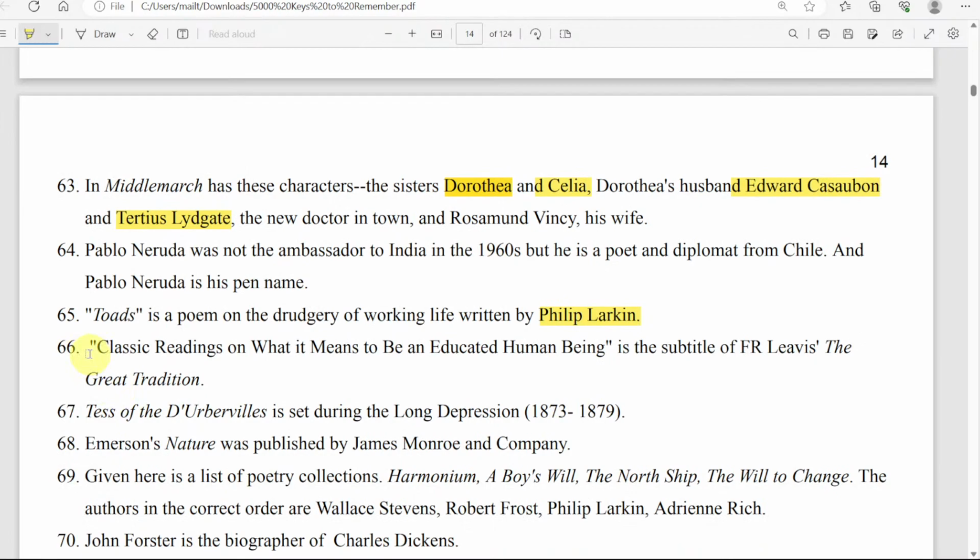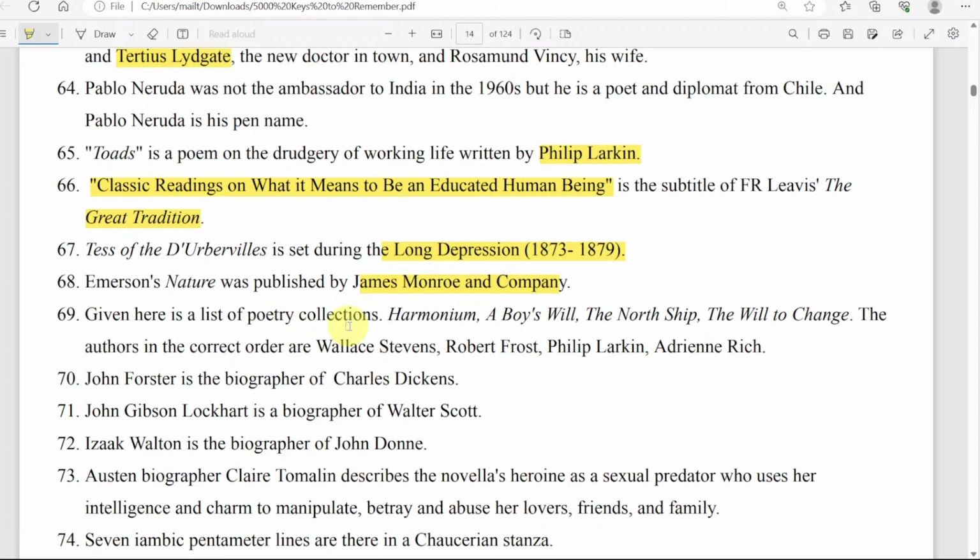Classic readings on what it means to be an educated human being. This is the subtitle of F.R. Leavis's The Great Tradition. Tess of the D'Urbervilles, where D'Urbervilles is set during a long depression era. So anyway, Emerson's Nature was published by James Munroe and Company. That is important. Given here is a list of poetry collections: Harmonium, A Boy's Will, The North Ship, The Will to Change.